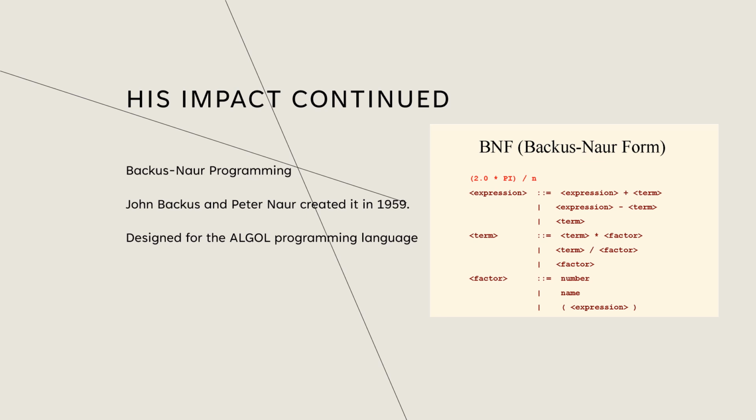The Backus-Knorr form was created by John Backus and later refined by Peter Naur to provide a formal notation for defining the syntax of programming languages. Developed in the late 1950s for the Algol programming language, BNF addressed the need for a precise and unambiguous way to describe language grammar. It uses rules and symbols to define how valid statements in a language are formed.